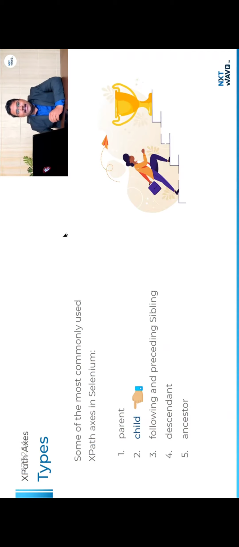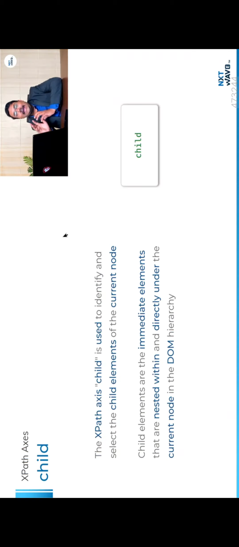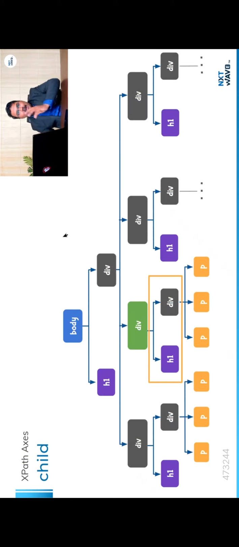Okay, so let's see how we can locate the child axis altogether. The XPath axis child is basically used to identify and select the child elements of the current node. The child elements are the immediate lower elements that are nested within and directly under the current node in the DOM hierarchy. If you apply the same to the DOM structure that we have seen, the child elements for our current node will be the h1 and div elements you see over here. Obviously the syntax for that will be something like this. Instead of writing /parent, we'll write /child::*.